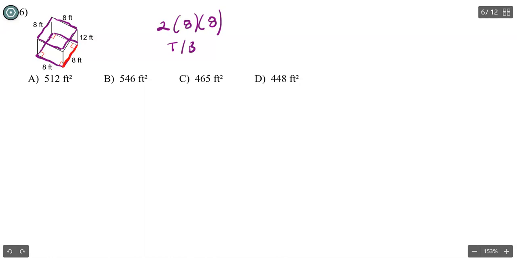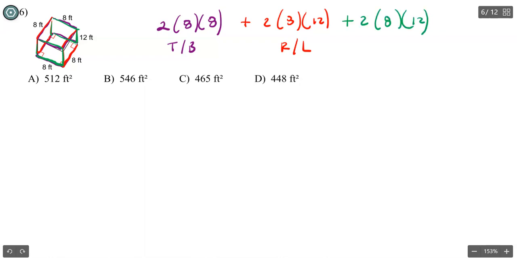Now we're going to do the right and the left. The right is 8 by 12, and it's going to have a matcher over here, another 8 by 12. So we have two 8 by 12s, which we'll call the right and the left. And then we have the front and the back. This will be 8 by 12. Remember, it matches the one back there. So we have an 8 by 12 here, and an 8 by 12 there. So we have two more 8 by 12s, and we'll call that the front and the back.